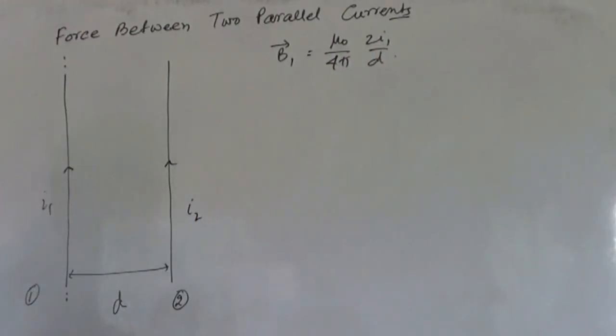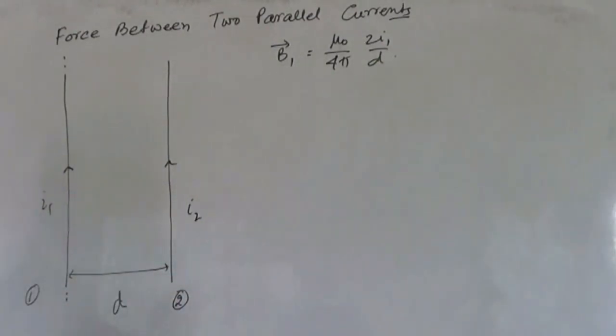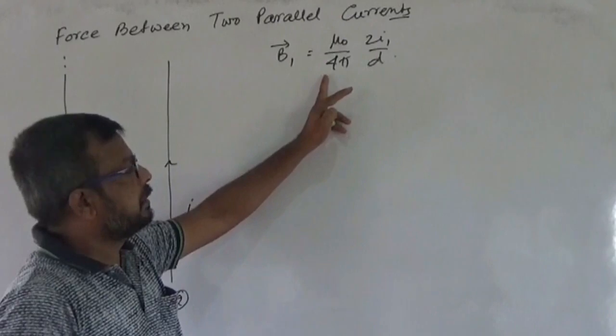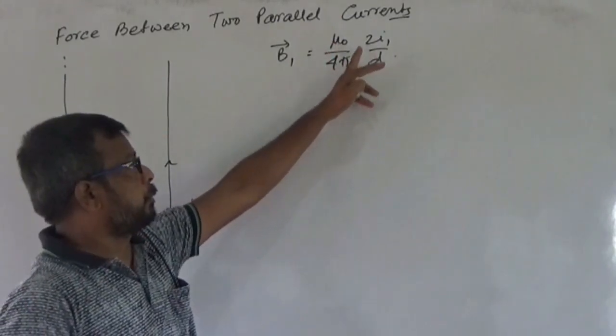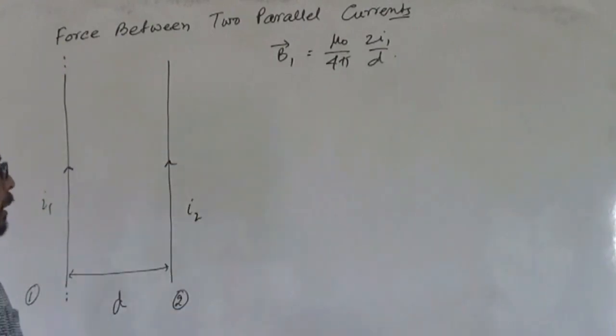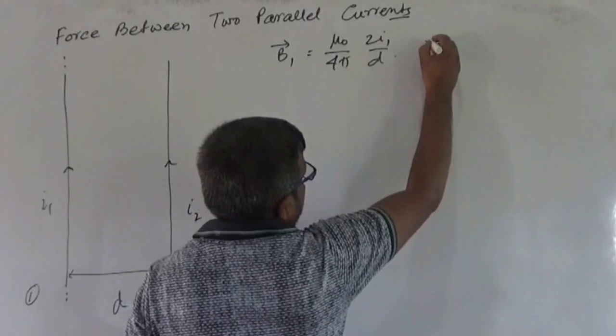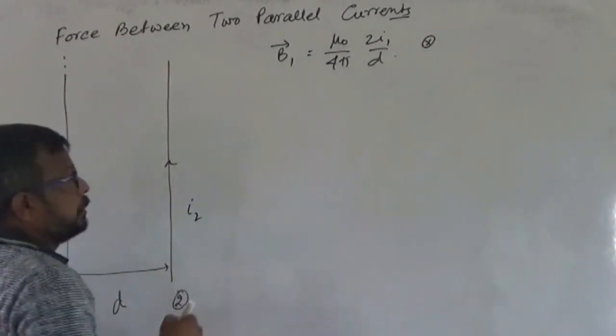That means at each and every point of the conductor 2, there is a magnetic field B1 which is mu naught by 4 pi into 2 I1 by D, and it is perpendicularly into the board. That means its direction is perpendicularly into the board.